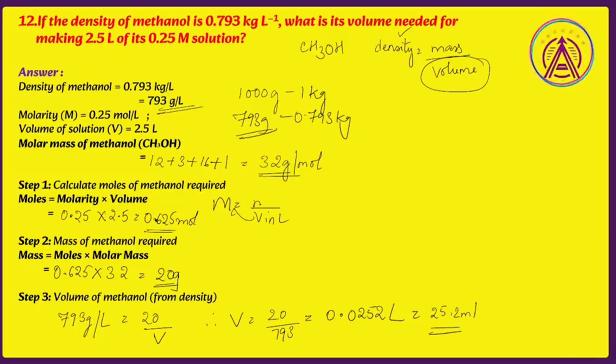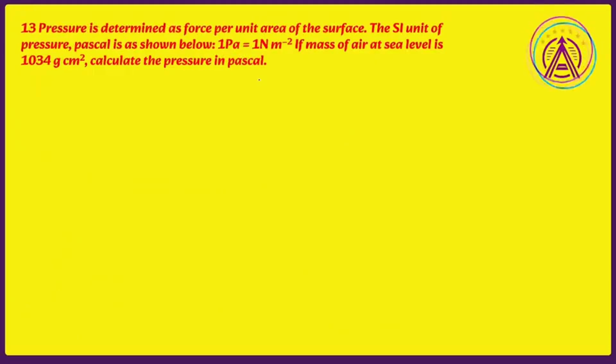Hope it's clear. Again, question number 13. Pressure is determined as force per unit area of the surface. The SI unit of pressure, Pascal, is shown below. 1 Pascal is basically 1 Newton per meter square. If the mass of air at sea level is 1034 grams per centimeter square, that is, in each centimeter square it is 1034 grams, calculate its pressure in Pascal.